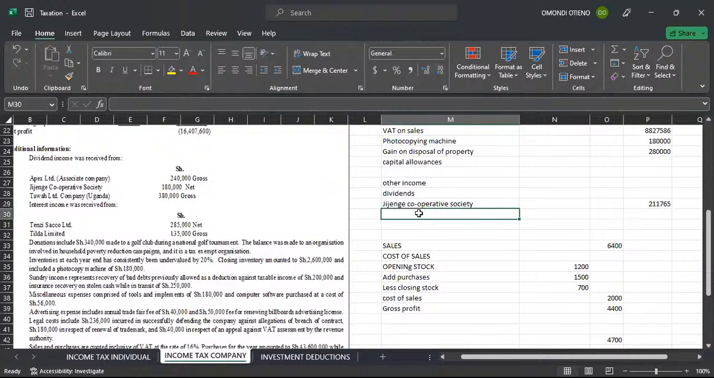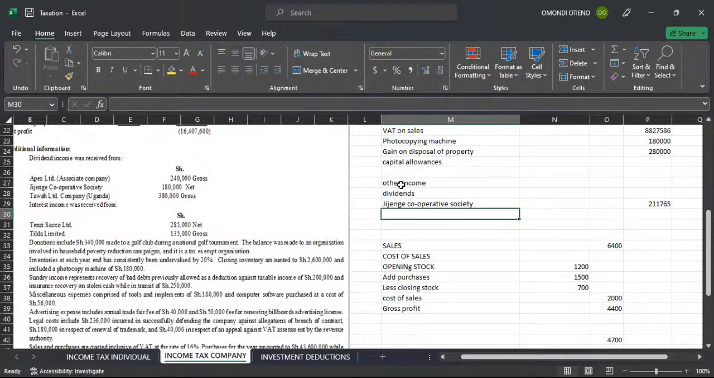Then we come to the next company still under dividends. We have Tower Limited company in Uganda. So these people have invested. They have done foreign investment. So the investment to the foreign countries or outside Kenya are also exempted from taxation.